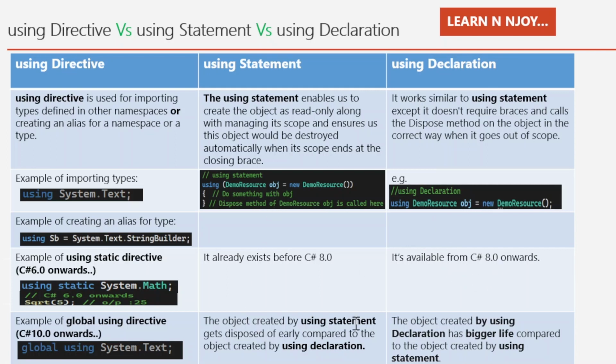The next point: the object created by a using statement gets disposed of early compared to the object created by a using declaration. And from the using declaration perspective, the object created by a using declaration has a bigger life compared to the object created by a using statement. We have already seen this by the example in the last slide.